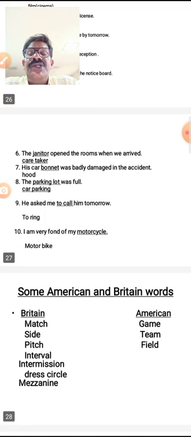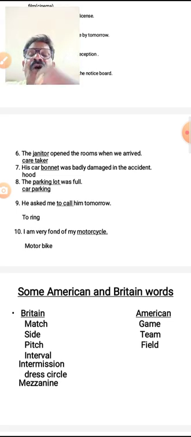Now the sixth one, the janitor opened the rooms when we arrived. So in other words, janitor is known as caretaker. And then next, the seventh one, his car bonnet was badly damaged in the accident. The answer is hood. The parking lot was full. Car parking was full. Ninth one, he asked me to call him tomorrow. The answer is to ring. To ring him tomorrow. I am very fond of my motorcycle. In America, it is known as motorbike.